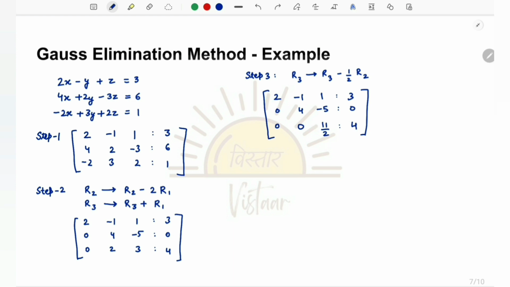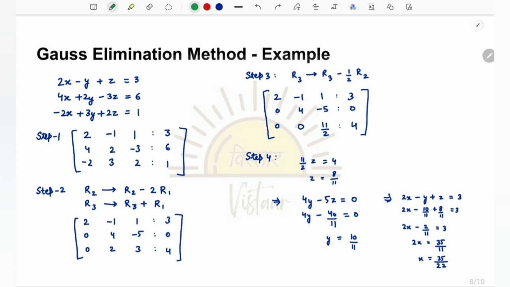Next, we will solve this upper triangular matrix using the backward substitution. Initially, we will solve the last row of the matrix to find the value of z. Next, we will put this value of z in the equation of the matrix from the row number 2, which is 4 minus 5z is equal to 0. Solving this, we'll get y is equal to 10 by 11. Similarly, solving for x, we'll get its value as x is equal to 35 by 22.